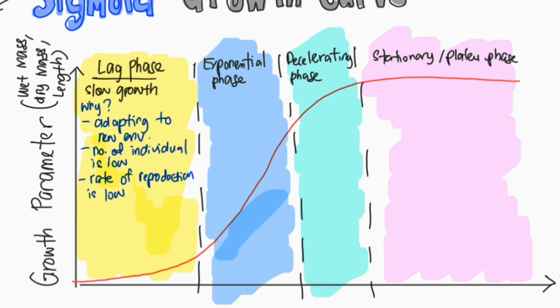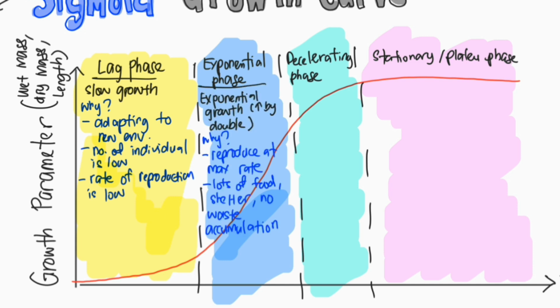Next, another possible reason is the number of individuals is still low. Maksudnya organism tersebut jumlah dia masih sikit. So bila jumlah dia sikit, the number of individuals that are able to reproduce pun masih sikit. So kalau the number of individuals yang able to reproduce masih sikit, so that's why rate of reproduction will be low. So this happens during the lag phase of sigmoid growth curve.